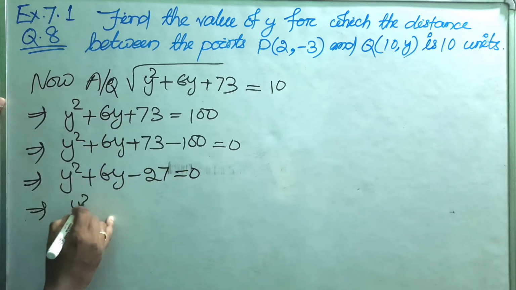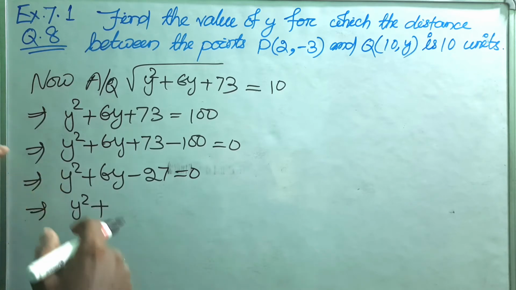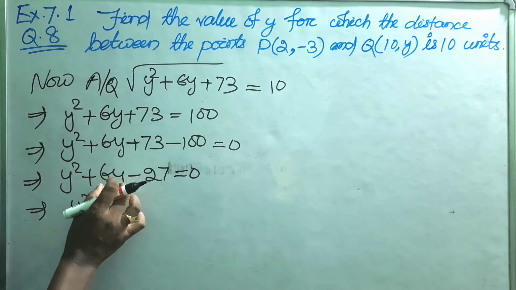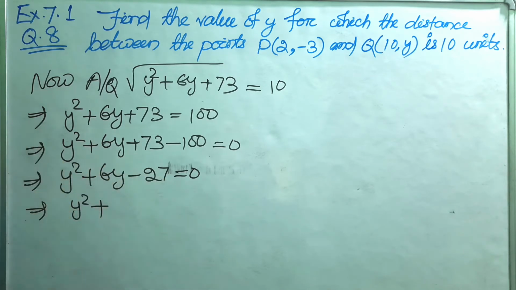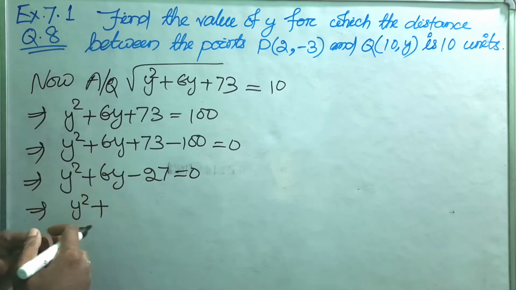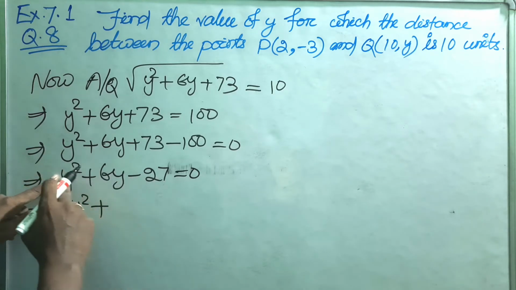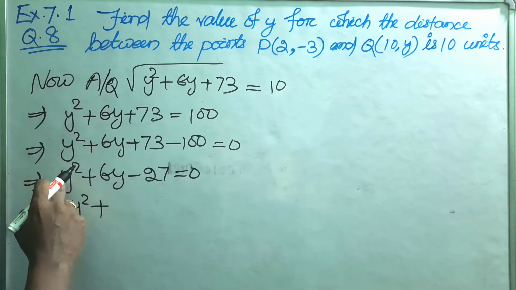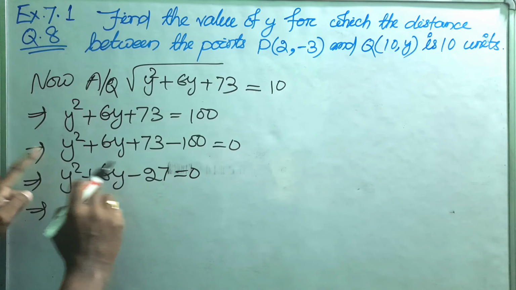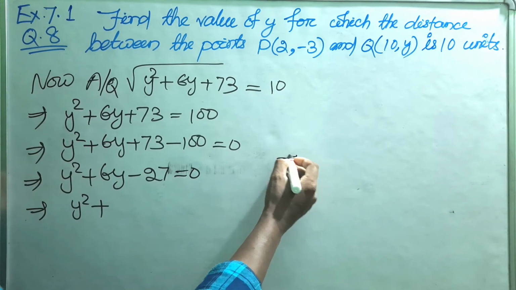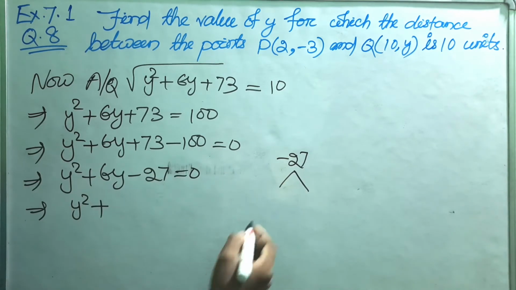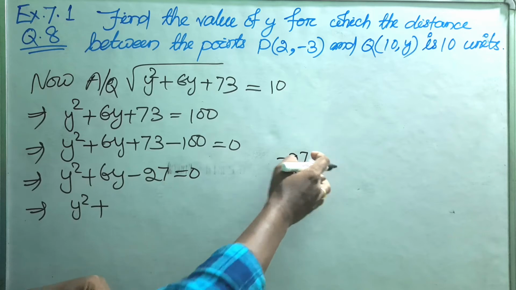Now this implies y square plus 6y minus 27 equal to 0. Now which method will I adopt? Here I am going to take the middle term splitting method. That means I will split this middle term into two terms. Now what is the procedure in the middle term splitting method? The procedure is, first of all you multiply a with c. The coefficient of y square is 1 here and the constant c is minus 27. So if you multiply 1 with minus 27, you will get minus 27. Now the question is, which two numbers on multiplication will give 27? You know 9 and 3 on multiplication will give 27.